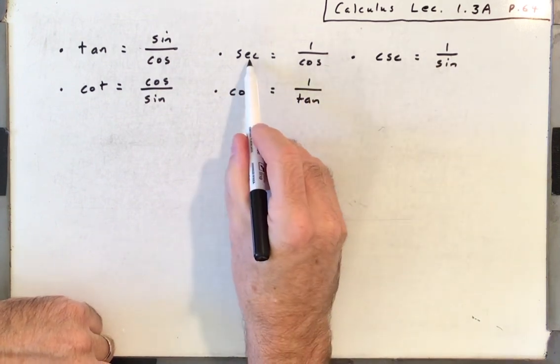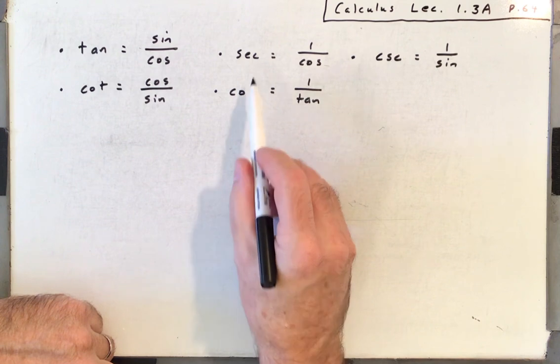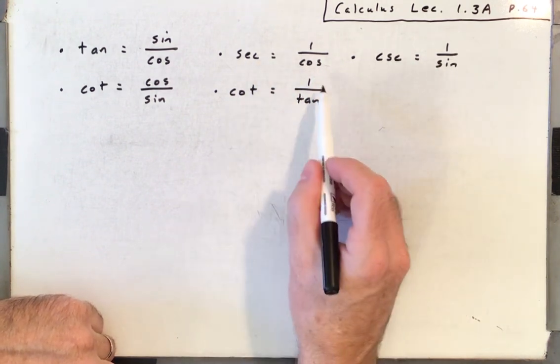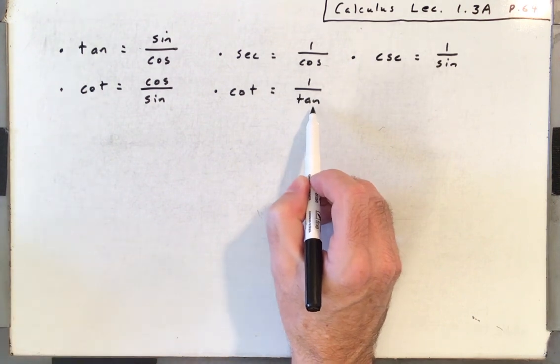So we call these the reciprocal trig functions. Secant is the reciprocal of cosine. Cosecant is the reciprocal of sine. Cotangent is the reciprocal of tangent.